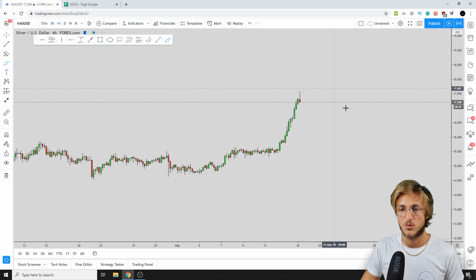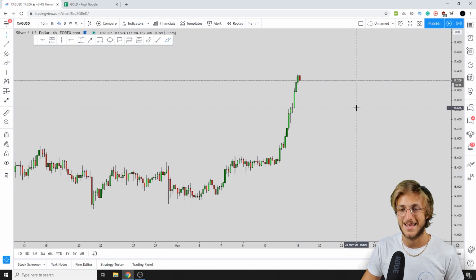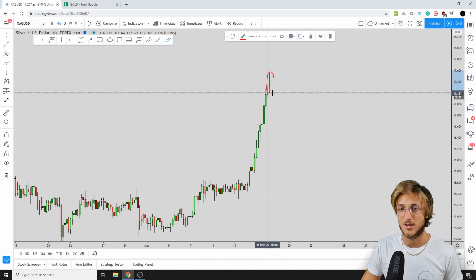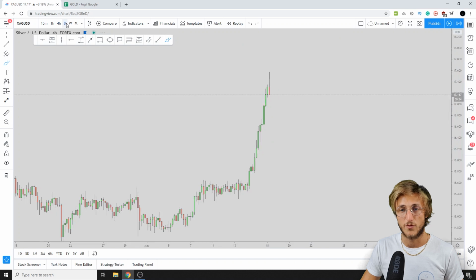On the 4 hours, what can we see? On the 4 hours, we can see that everything is still bullish. There is no sign of weakness. A candle like this is not a sign of weakness. It's just one rejection candle. The structure is absolutely still bullish, and also the environment of the market.